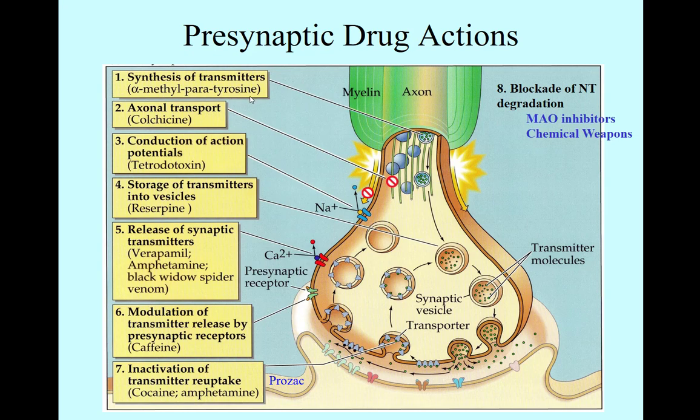associated with that. Colchicine was another drug created by scientists that affects axonal transport. So here's the transport coming from the cell body. It can disrupt that. And that means that the neurotransmitters are not going to be put into the vesicles and not going to be released into the cleft.